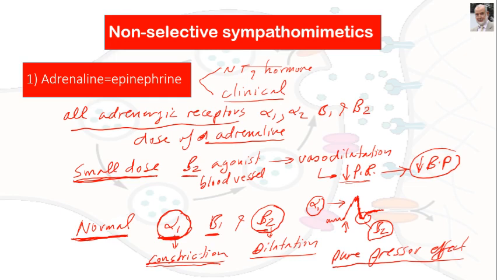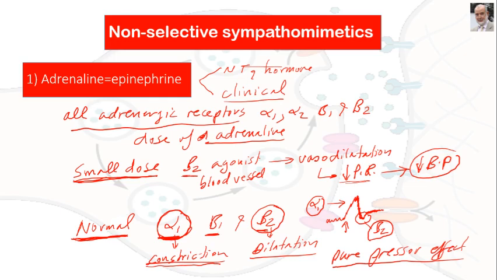This pure pressure effect, we have explained in our previous presentation, will stimulate the baroreceptor reflex, which will decrease the heart rate, and we said it can produce bradycardia, reflex bradycardia, as we have talked about methoxamine.